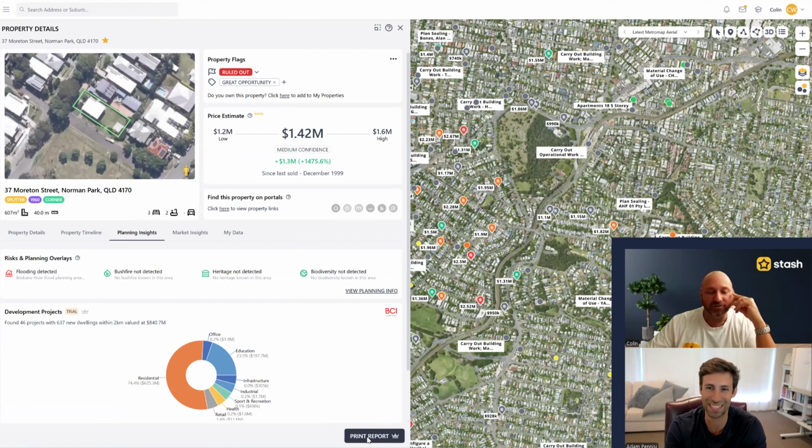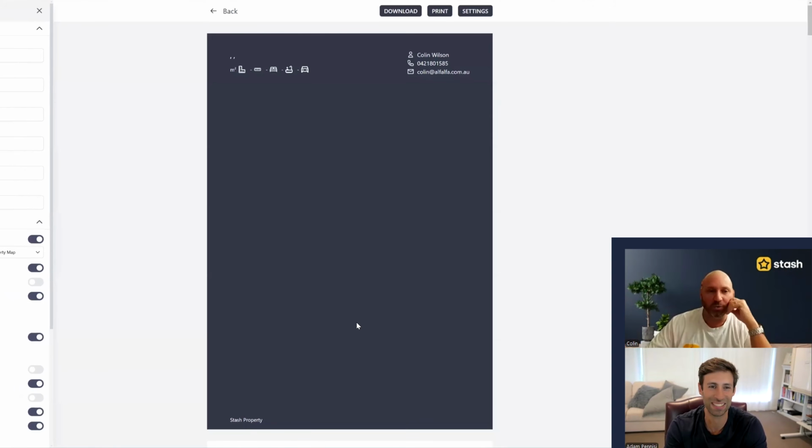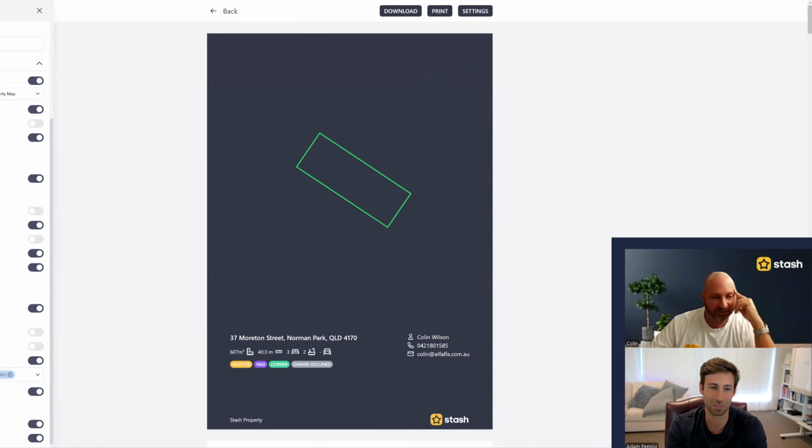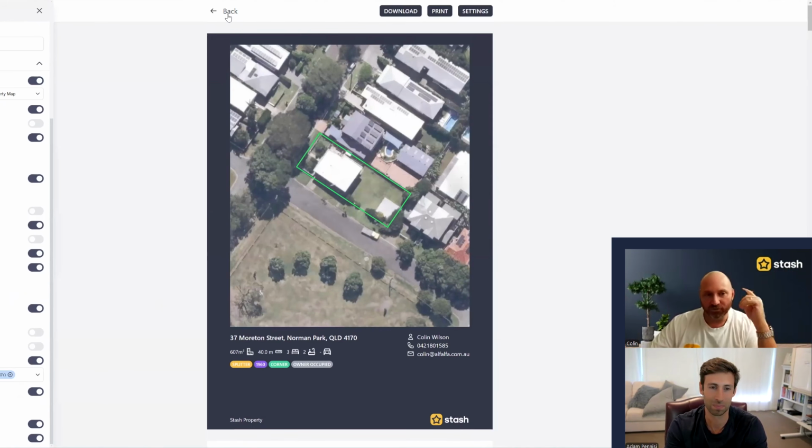Yeah, true. But that's a report you then print out, and it gives you all that stuff we just went through in a nice documented report. Everything that you've just seen there can be produced and then used as part of your due diligence.